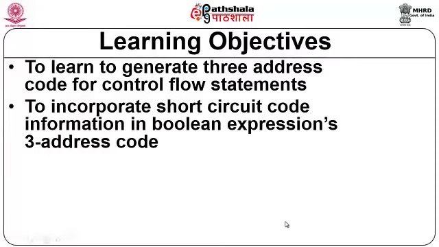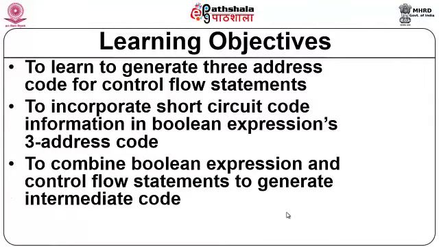In the previous module we discussed how to generate 3-address code for Boolean expressions without looking at any particular detail or any optimization that could be carried out with respect to Boolean expressions. Now, this module will talk about that. We are also going to combine the Boolean expression, which is typically part of a control flow statement, and using these combinations, how we generate 3-address code will also be discussed in this module.